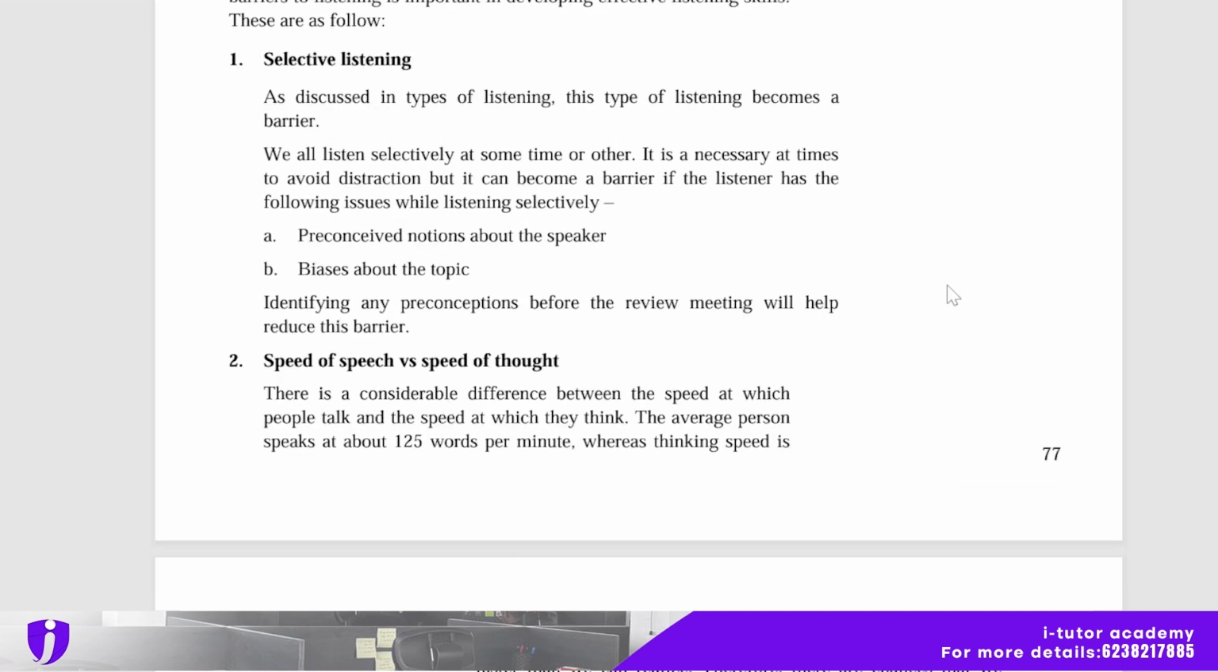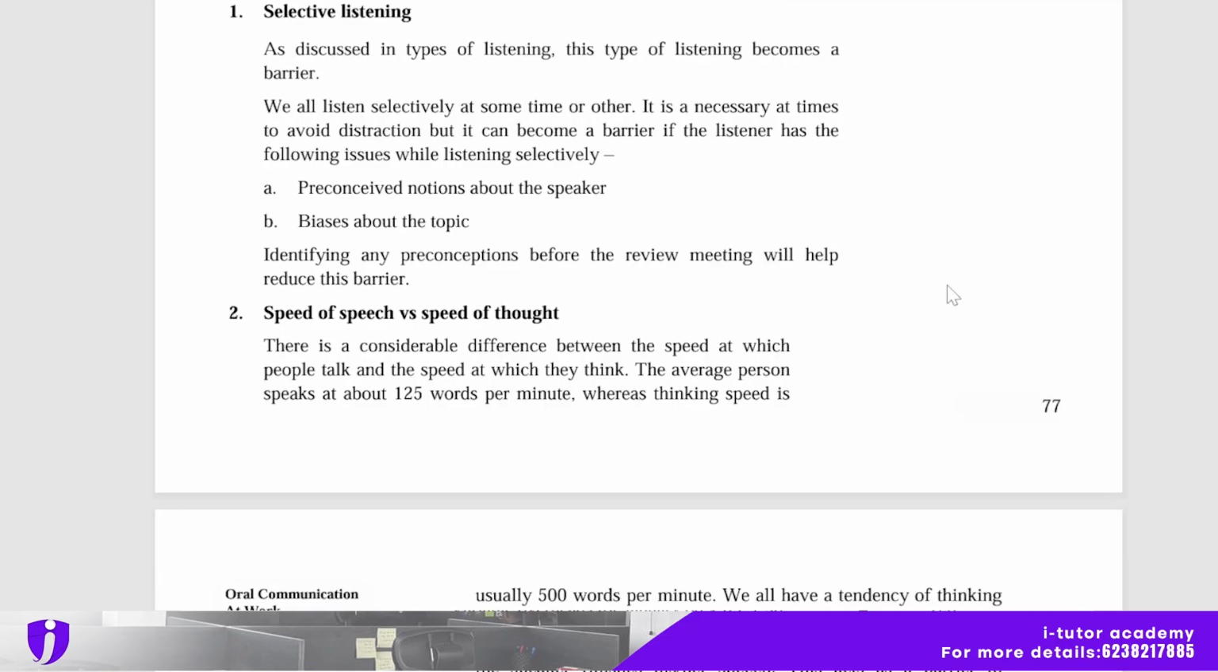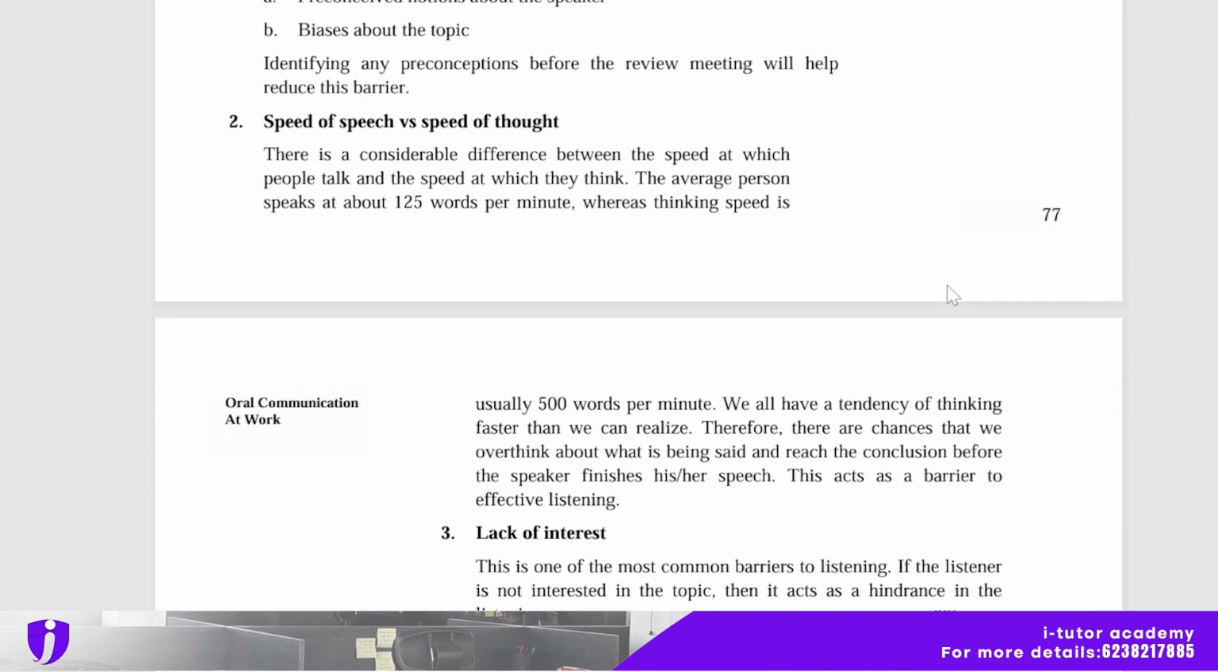These are the barriers. First one is selective listening. As discussed in types of listening, this type of listening can become a barrier, and we all listen selectively at some time or other. It is necessary at times to avoid distraction, but it can become a barrier if the listener has the following issues while listening selectively: preconceived notions about the speaker and biases about the topic. Identifying any preconceptions before the meeting will help reduce this barrier.